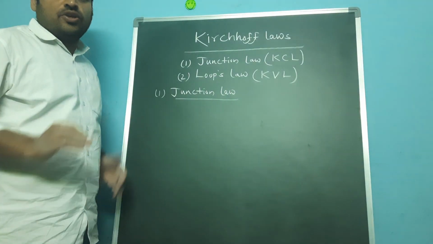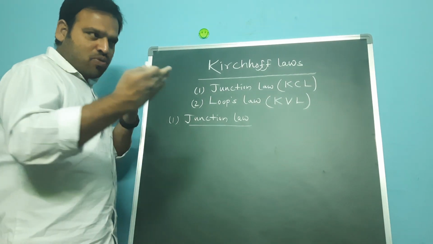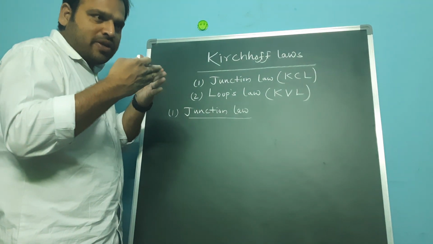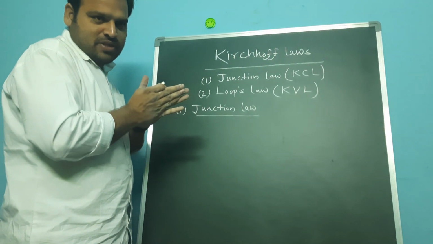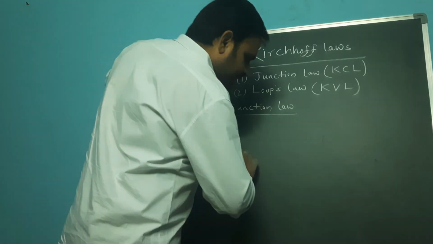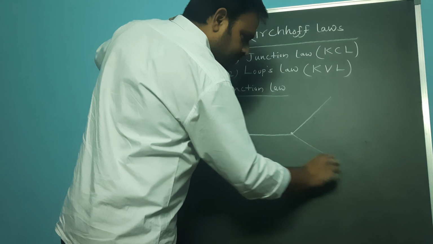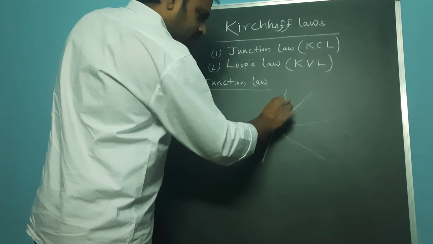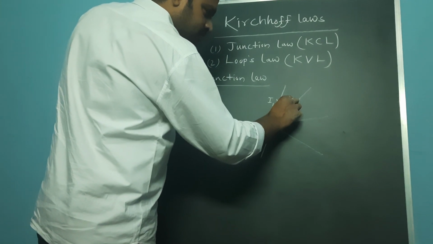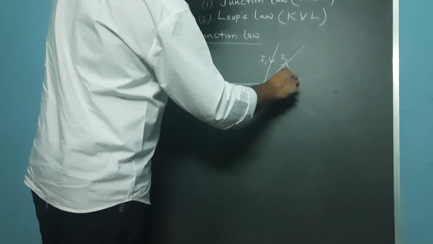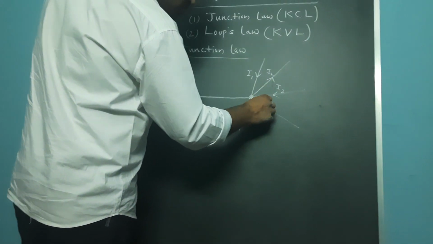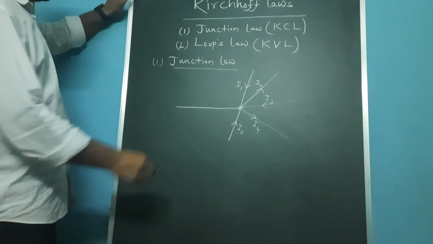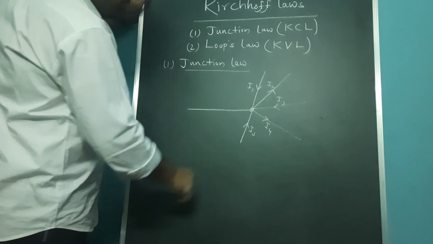Dear students, you know that a junction in a road is the point where two or more roads meet at one point, 3 roads or 4 roads, that we call a junction. In the same way, the junction is here. This is the junction point. Then current I1. This is I2. This is I3. Next it is I4. This is I5.